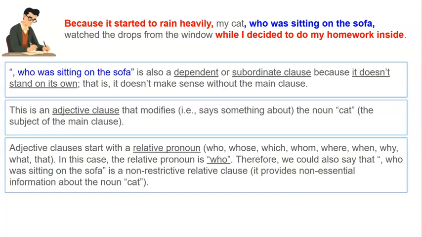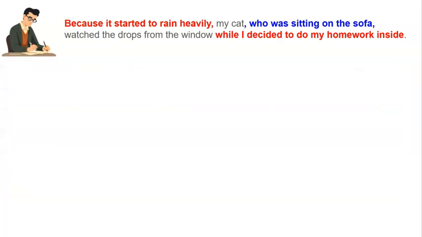Therefore, we could also say that who was sitting on the sofa is a non-restrictive relative clause because it provides non-essential information about the cat.